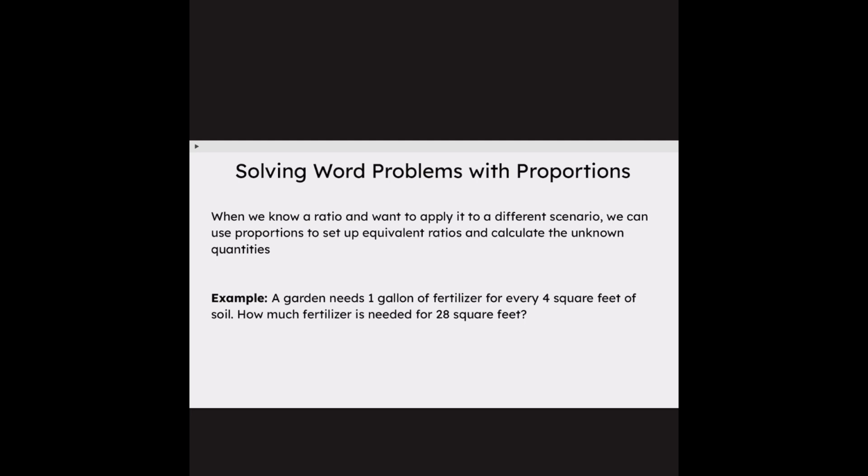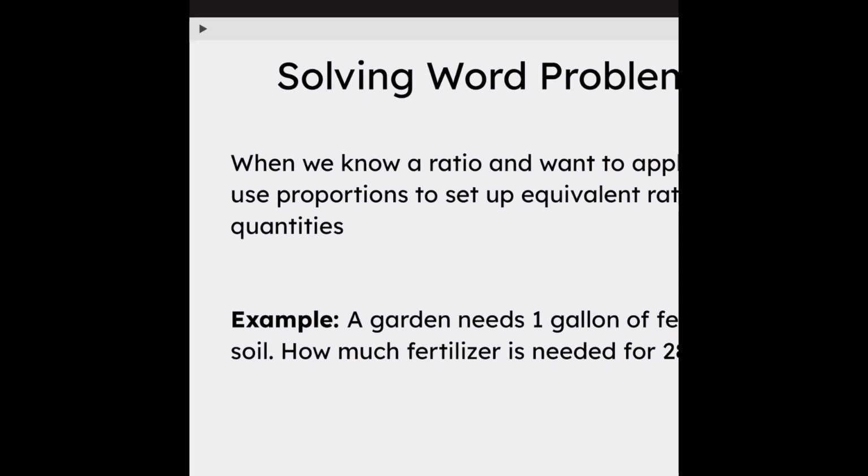So for example, a garden needs 1 gallon of fertilizer for every 4 square feet of soil. How much fertilizer is needed for 24 square feet of soil? So again, we know the ratio: it's 1 gallon for every 4 square feet of soil. But what if we had 20 square feet instead? How would we solve this?